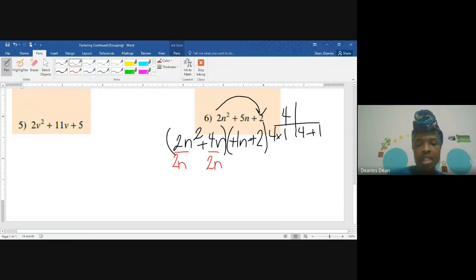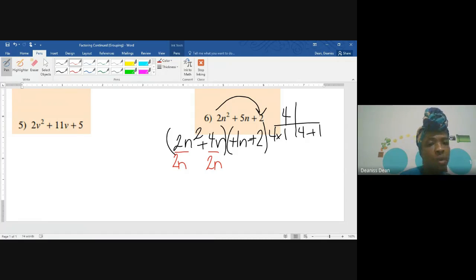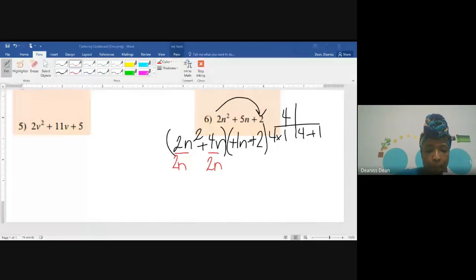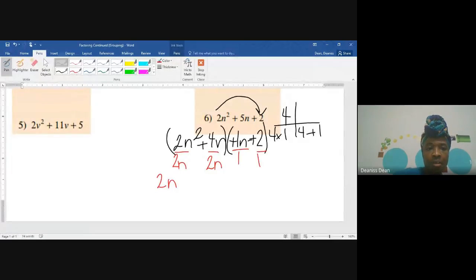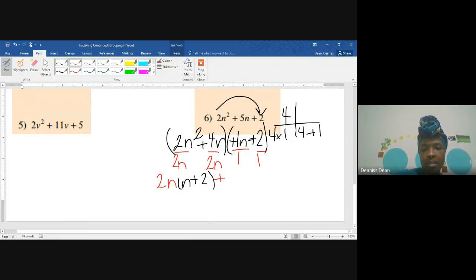So we divide by 2n on this one. And then on the second set of parentheses, we have 1n plus 2. Positive 1n plus 2. What do you think the GCF of that one's going to be? Yes, the GCF of that one is 1 because that's the only thing they have in common. So divide this one by a positive 1. So in the first set, I have 2n parentheses n plus 2. And then on the second one, I'm going to take out that positive 1, and in parentheses have n plus 2.